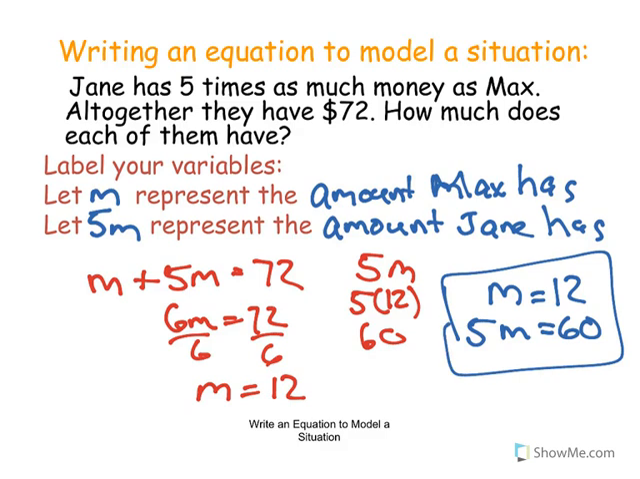So what we would do then is we'd write a sentence. Max has $12 and Jane has $60. And if we add them up, we get 72. And if we check it to make sure that Jane's got 5 times as much, 5 times 12 is 60.